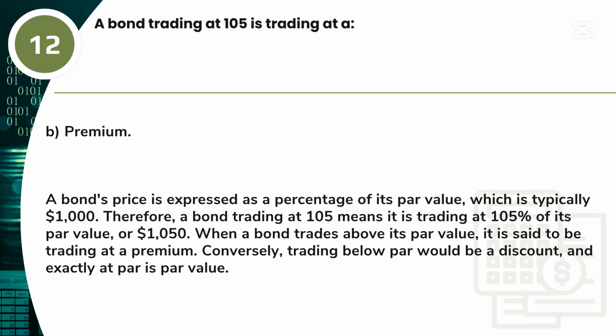Answer: B. Premium. A bond's price is expressed as a percentage of its par value, which is typically $1,000. Therefore, a bond trading at 105 means it is trading at 105% of its par value, or $1,050. When a bond trades above its par value, it is said to be trading at a premium. Conversely, trading below par would be a discount, and exactly at par is par value.